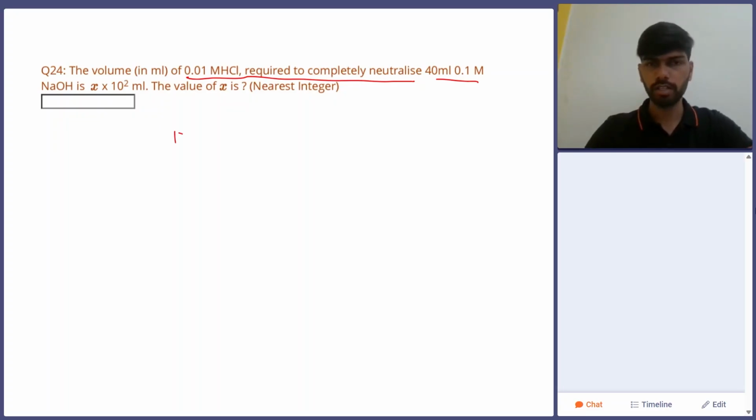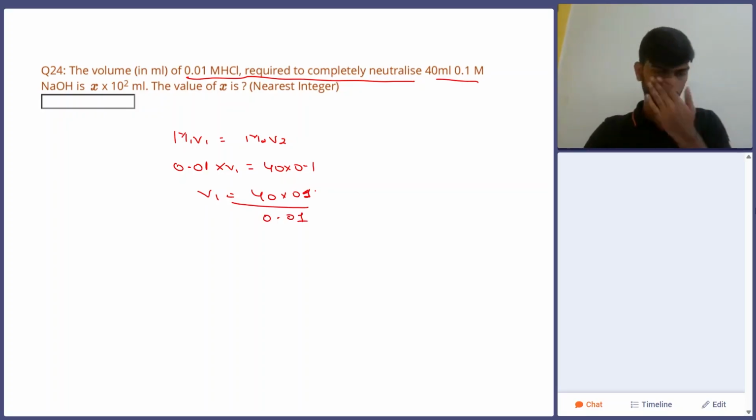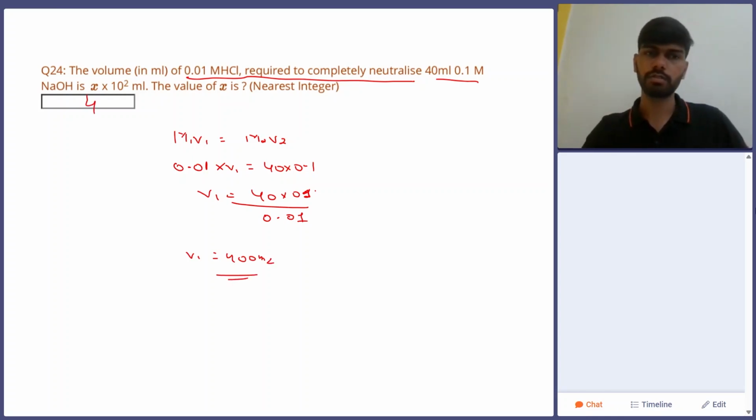Okay, so to find the volume, we can use the formula m1 v1 is equals to m2 v2. So 0.01 into v1 is equals to 40 into 0.1. v1 will be 40 into 0.1 upon 0.01. Okay, so v1 we will get 400 ml. So this is x into 10 to the power 2. So x is going to be 4. 4 is the right answer for this question.